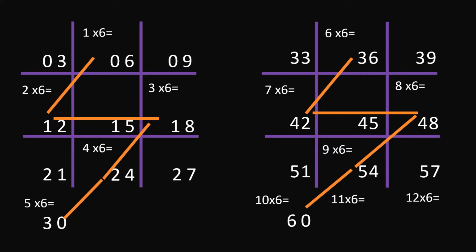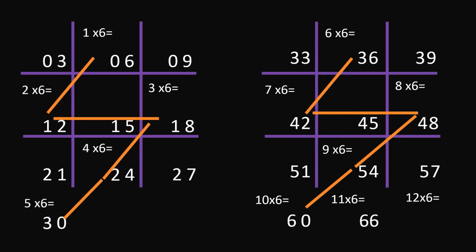I've also popped in 11 times 6 and 12 times 6, because if like me or in the UK, you need your times tables up to 12. This is easy enough to work out. So we take our product or our answer from 10 times 6, which is 60, and we add it to the product of 1 times 6, which is 6. This will give us 66 and is the answer to 11 times 6.